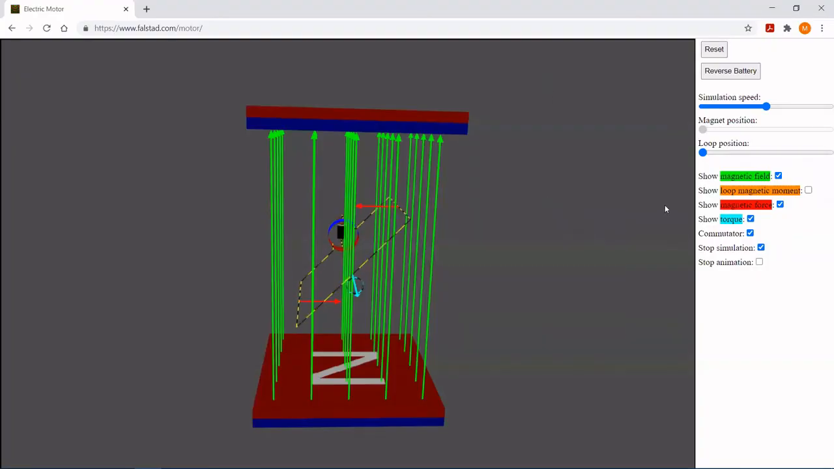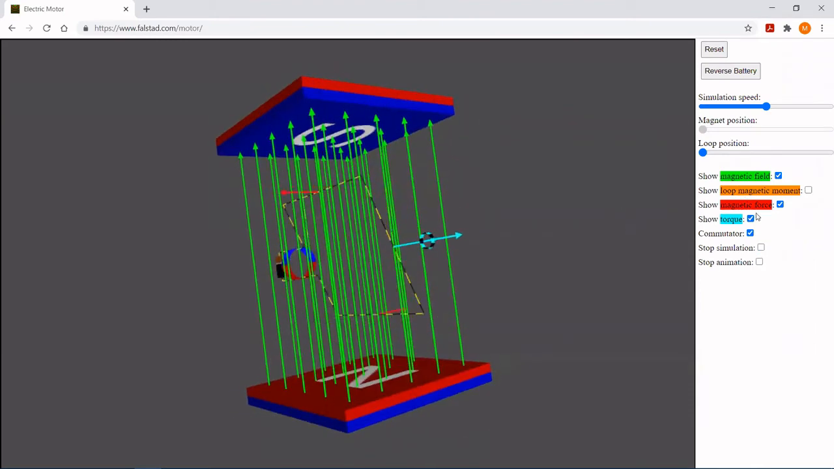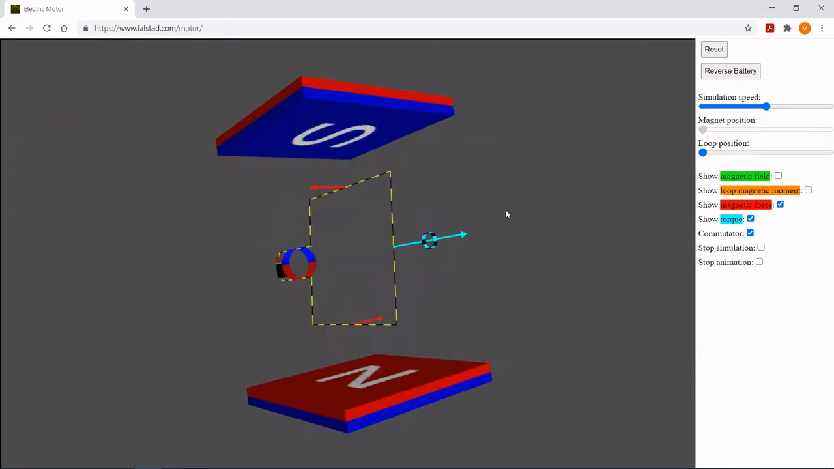And we might as well watch this thing in action. The magnetic field vectors clutter this a bit, so let me get rid of that.